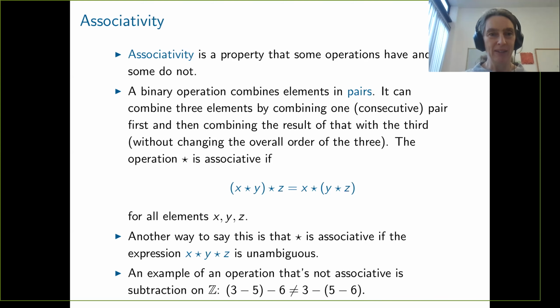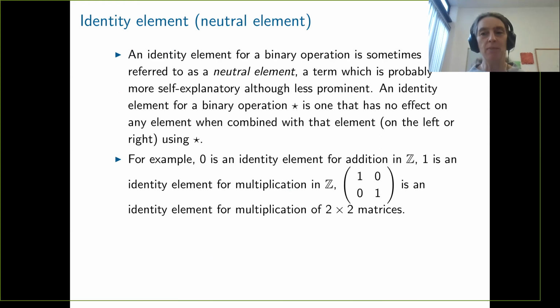Okay. So that's associativity. The identity element or neutral element, I think this is one that we talked about last week quite a bit with the examples. An identity element is one that has a neutral role in terms of the binary operation. I like the word neutral element, as I said. Identity is more commonly used. So an identity element for a binary operation is just one that has no effect on any other element when combined with it, either on the left or right.